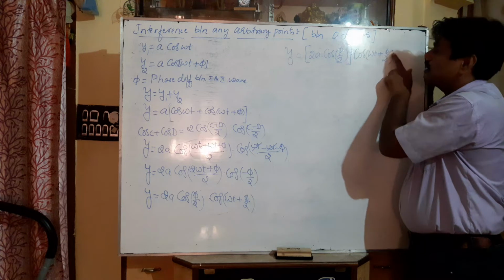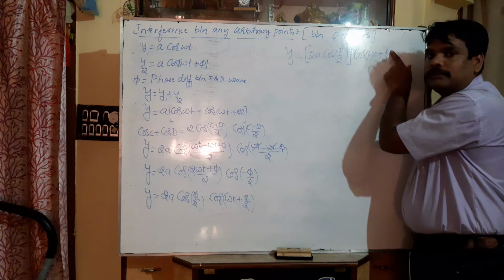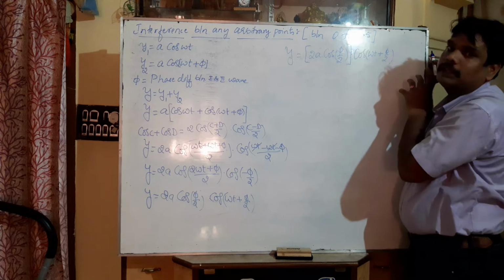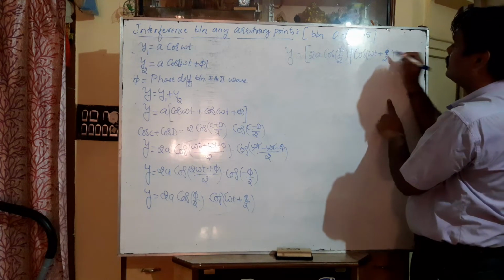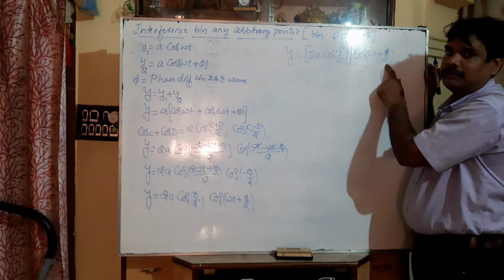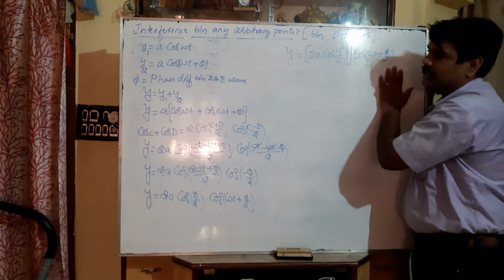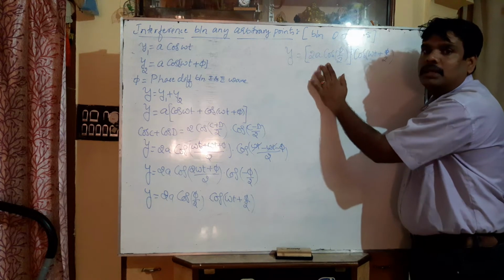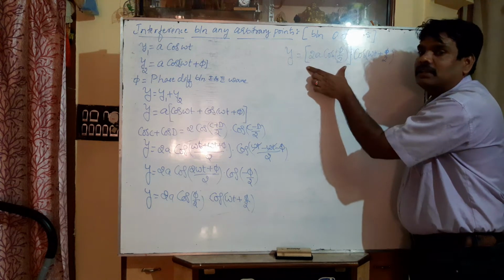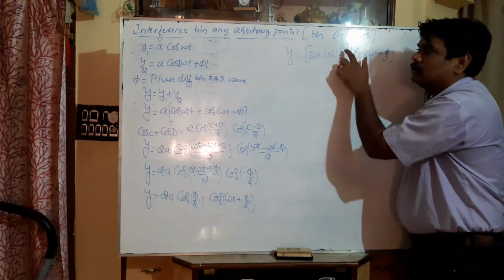value. Suppose the phase is pi, then it is reduced to pi by 2, half of that value. So whatever the initial phase, in the resultant wave the phase becomes half of that initial phase. So that is the thing. So this is the resultant wave. The amplitude of the resultant wave does not remain constant; its value varies according to this function.